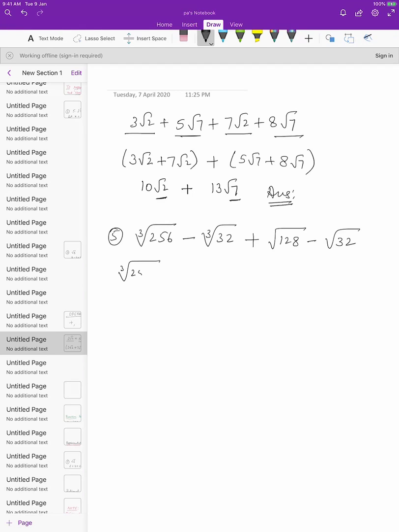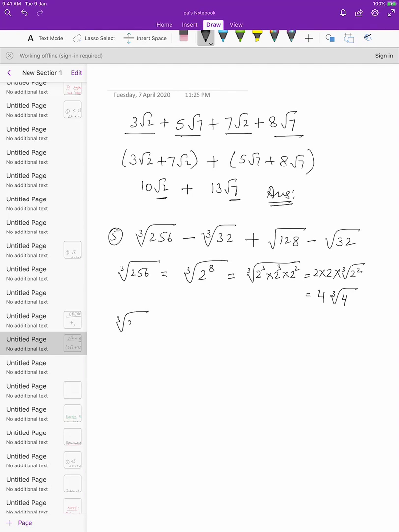Now cube root of 256 can be written as cube root of 2 raised to the power 8, which is equal to cube root of 2 raised to the power 3 into 2 raised to the power 2, which gives me 2 into 2 into cube root of 2 square, which can be written as 4 into cube root of 4. So this is the simplified form of cube root of 256.